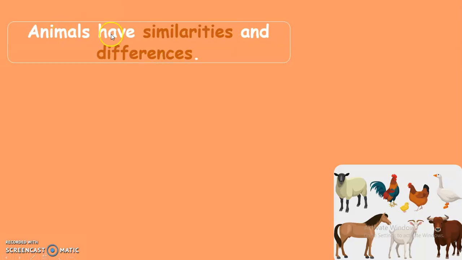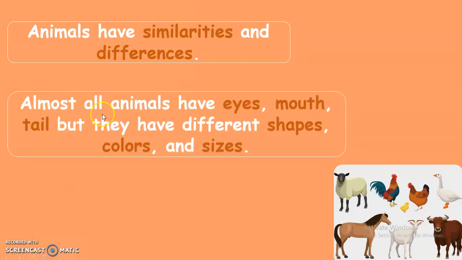Read with me. Animals have similarities and differences. Almost all animals have eyes, mouth, tail, but they have different shapes, colors, and sizes. So almost all animals have eyes, mouth, tail, but they have different shapes, colors, and sizes.